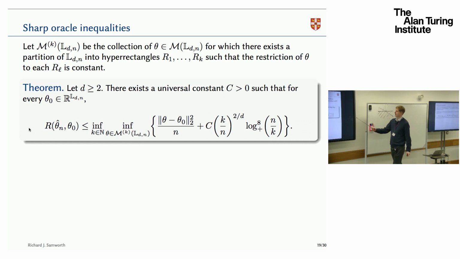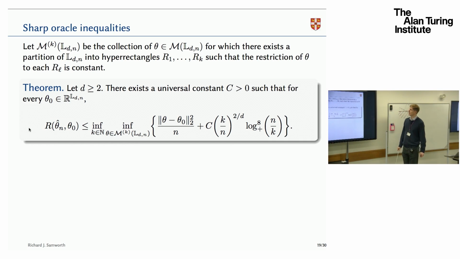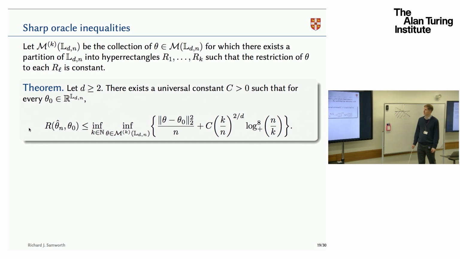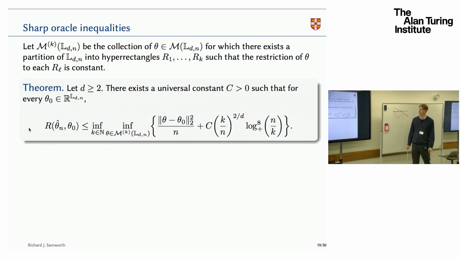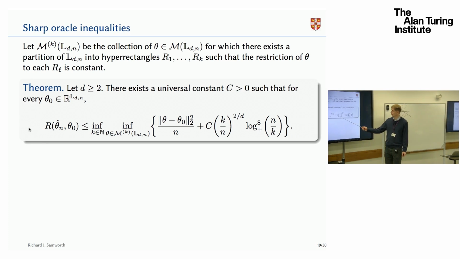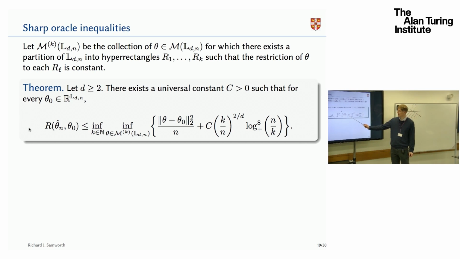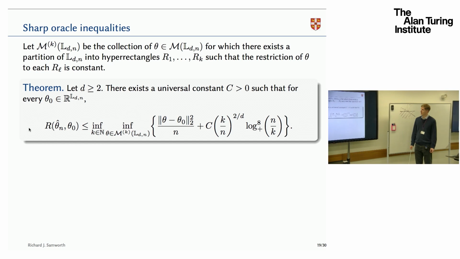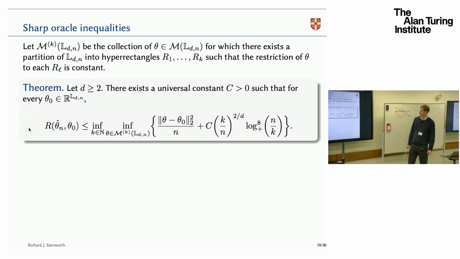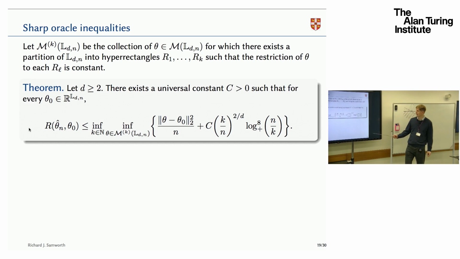So I'll write curly M_k for the collection of signal vectors within my monotone cone, for which I can partition my lattice into k hyperrectangles, and the signal is constant on each hyperrectangle. So here's a result that I call a sharp oracle inequality, and I'll explain that in just a moment. But it says that I can bound the risk above by the infimum over all k, and the infimum over thetas within this class of a sum of two terms, which I can sort of think of as an approximation error term and an estimation error term. Here's my approximation error term, and here's my estimation error term.